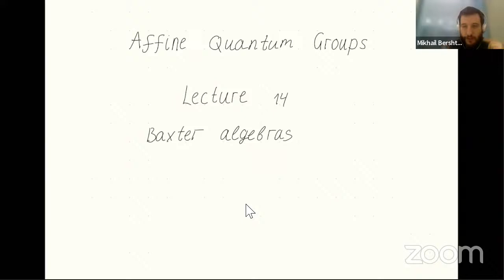But the topic of today's lecture will be the relation of the story of quantum groups to the integrable systems. It was actually the origin of the quantum groups, and it was mentioned at least at the end of the course. Okay, so the first ingredient will be the Baxter algebra.